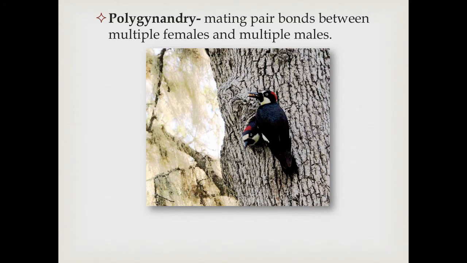And the last mating system I wanted to talk about is polygynandry. This is where there's mating pair bonds between multiple females and multiple males. So this is a more complex, elaborate system in which there's a larger family group living together of males and females that all mate with each other. An example of that are acorn woodpeckers, which you can see in the southwestern part of the United States. You can see them in the Davis Mountains and the Chisos Mountains in West Texas.